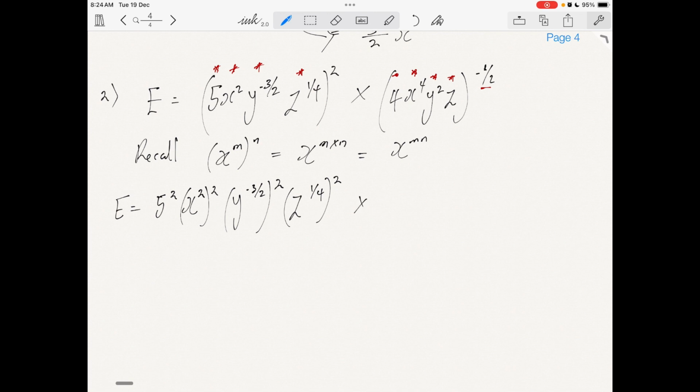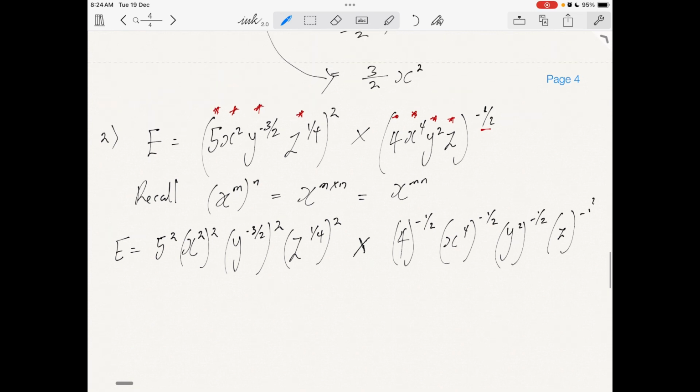Now we do the same thing for the next. It's 4 raised to power minus 1 over 2, and x raised to power 4 into minus 1 over 2, y squared into minus 1 over 2, z into minus 1 over 2.